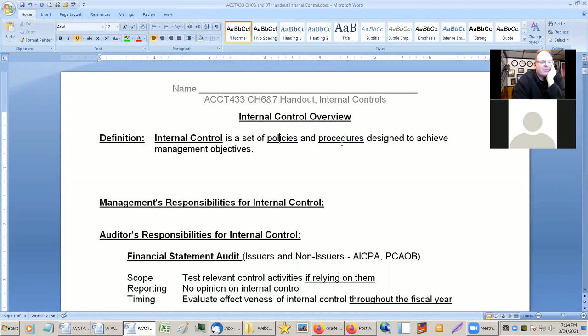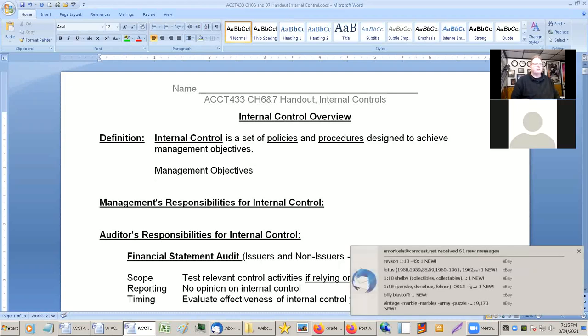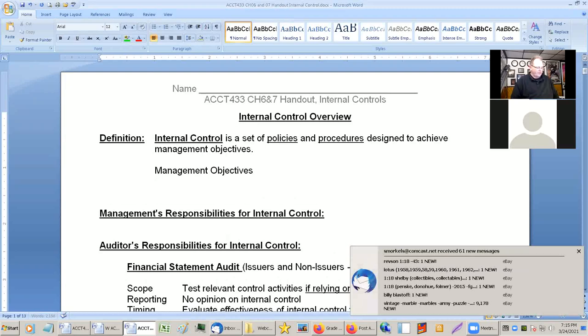So policies are what you'd expect them to be, and procedures are ongoing. And one thing about internal control is that it is not static. It isn't like, oh, we got perfect internal control and we can stop worrying about it. It's a constant thing. But the question you might get from this is, okay, what are management objectives? We basically have three management objectives that we are concerned with.